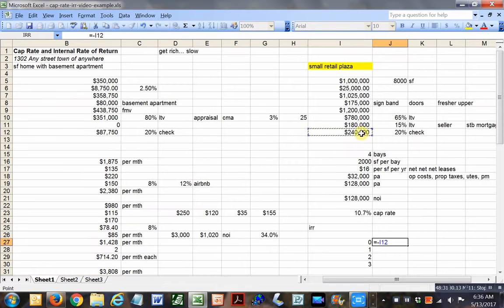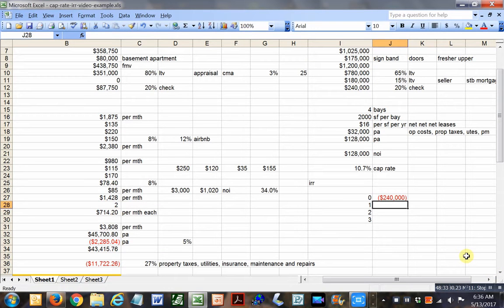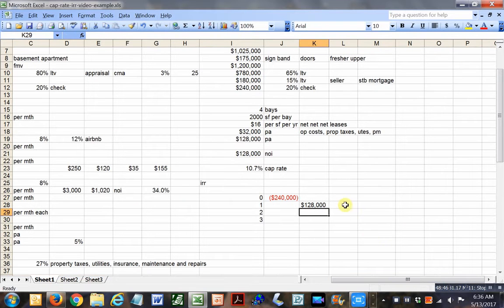Okay, how much equity did we have to put in to start? Equals, and put the minus sign in because that's money out of our jeans. We had to come up with almost $250,000 in cash to do this project. And, okay, now what is our cash flow? So we have cash flow of this, right? We're making $128,000 a year, but we do have a mortgage.